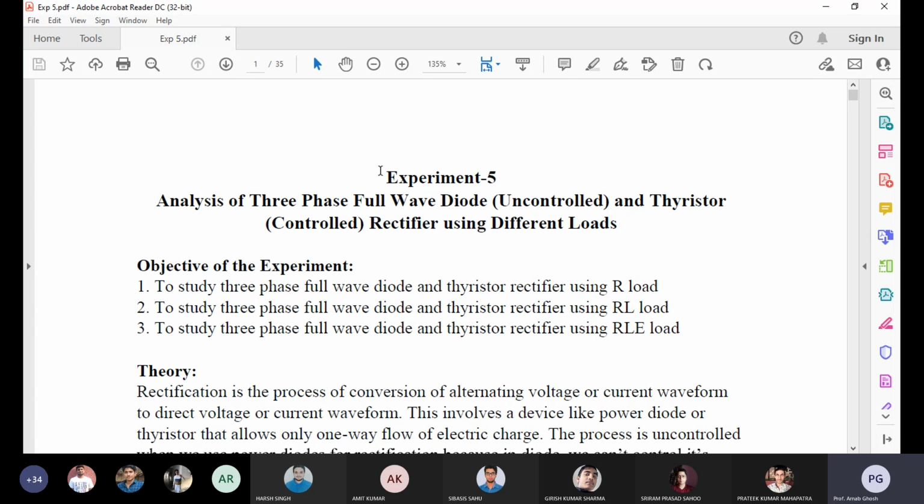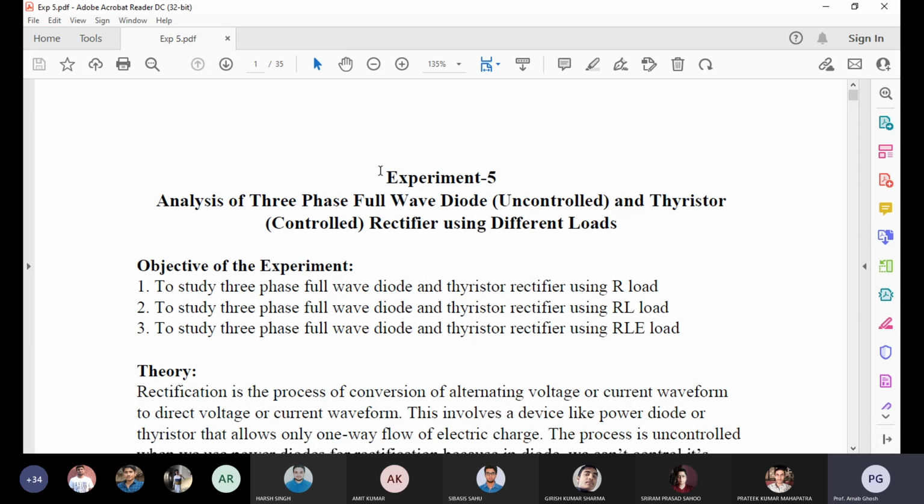First point is the pulsating DC. Suppose you have one AC source, a sinusoidal AC source of 50 Hz. If you convert it to DC, you get pulsating DC. Basically, you do not directly get constant DC. Now, if you add a capacitor across it, then you will get a steady state DC.